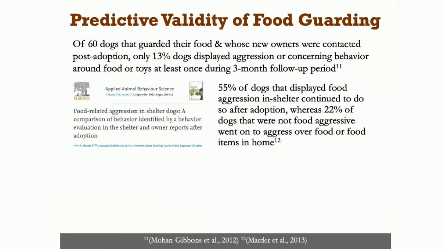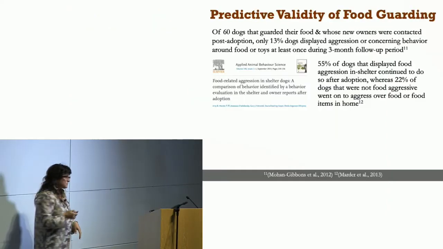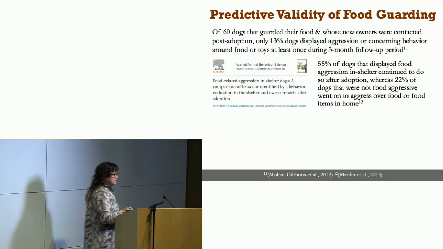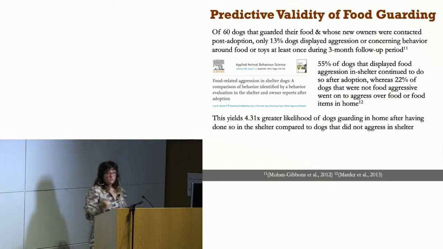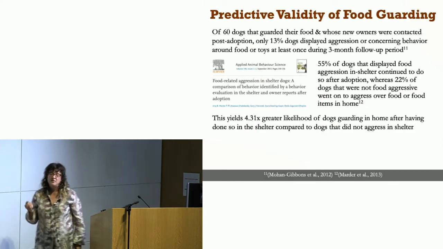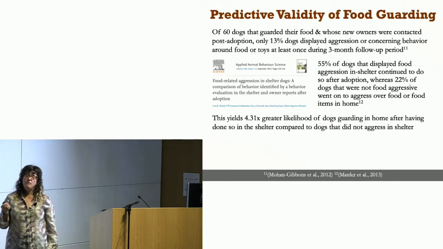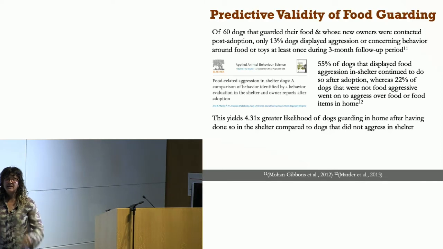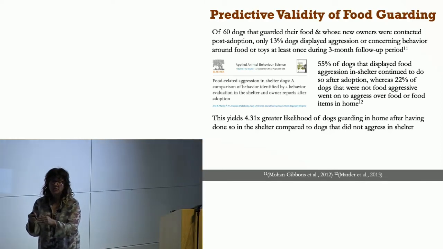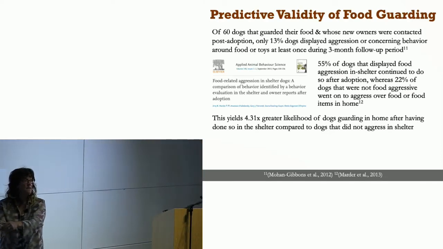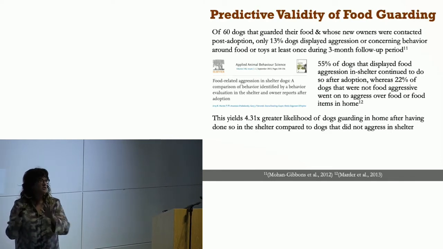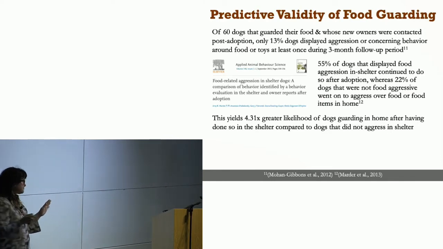And 22% of dogs that were not food aggressive went on to actually aggress over food. So they were sort of missed, right? We asked them the question, they said, no, of course not. And then they went into the home and did. The thing I want to bring up is that for those doggos, that 55%, we have about a 4 times likelihood that if you guard in the shelter, you're going to do it in the home, compared to dogs that don't demonstrate that behavior.